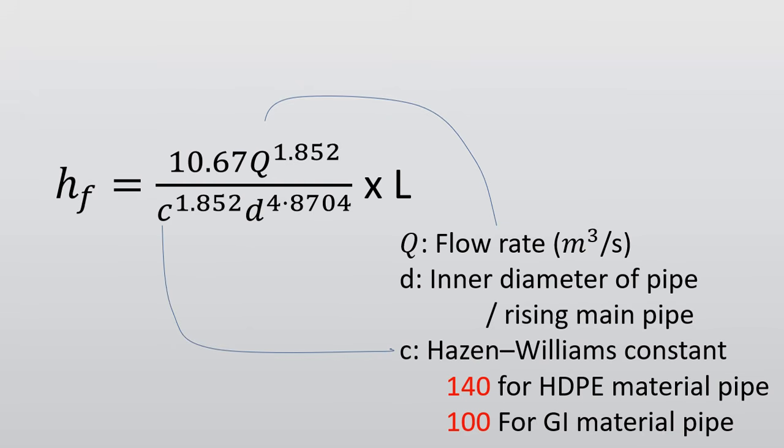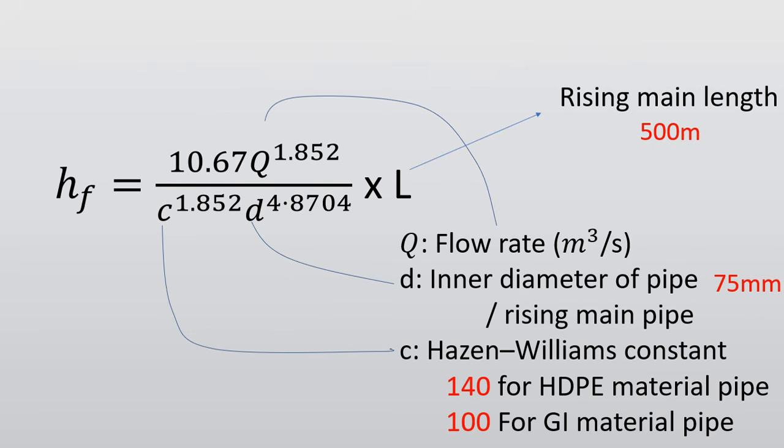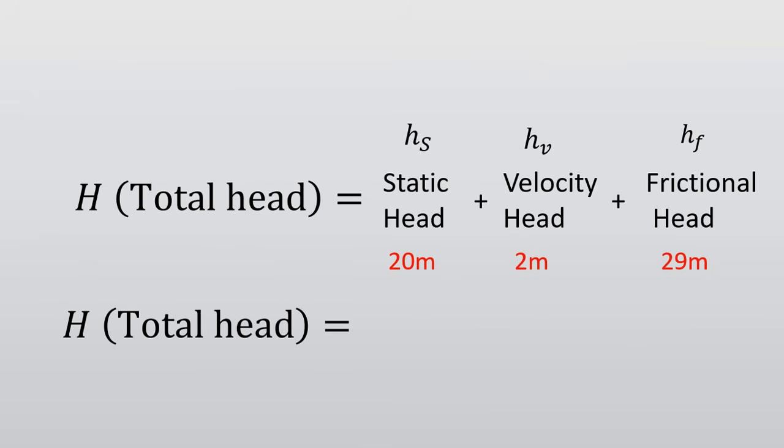C is Hazen-Williams constant. It is 140 for HDPE pipe and 100 for GI pipe. L and D are rising main length and inner diameter. Let's say in the village rising main length is 500 meter. Inner diameter is obtained from rising main design. Let's assume it is 75 mm as we will design rising main in later video. So after considering 10% losses due to bends, we will get friction head of 29.34 meter. So total head will be 51 meter.